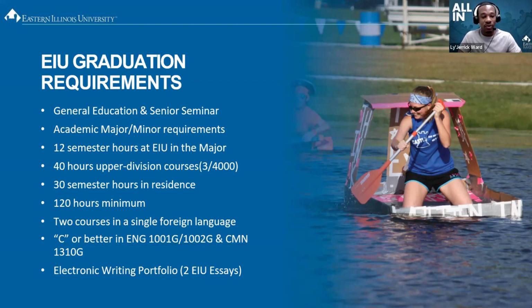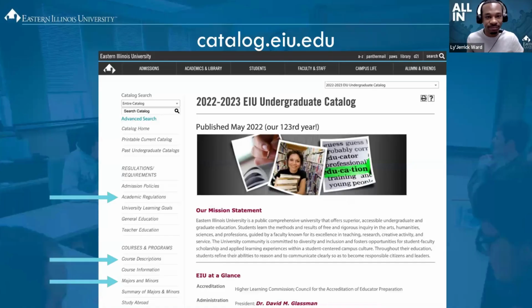Another requirement you'll have is what we call the Electronic Writing Portfolio, or EWP for short. These are 2 essays that you would complete here at Eastern in the semester that you would be currently enrolled in. You wouldn't be able to go back and use past papers you completed at previous institutions, nor previous semesters at Eastern. They must be in the current semester that you're in. And we always encourage you, once you receive a graded essay back from an instructor or professor, to ask them if you could use that for your EWP. We can talk more about that during your advising appointment. But these are EIU graduation requirements specific to the university here.